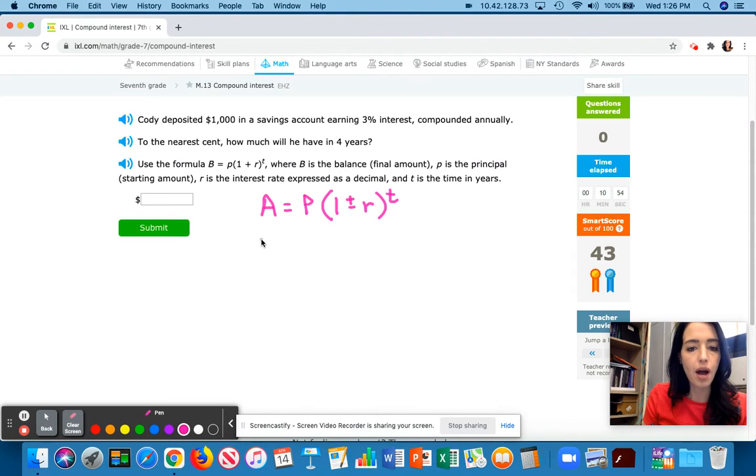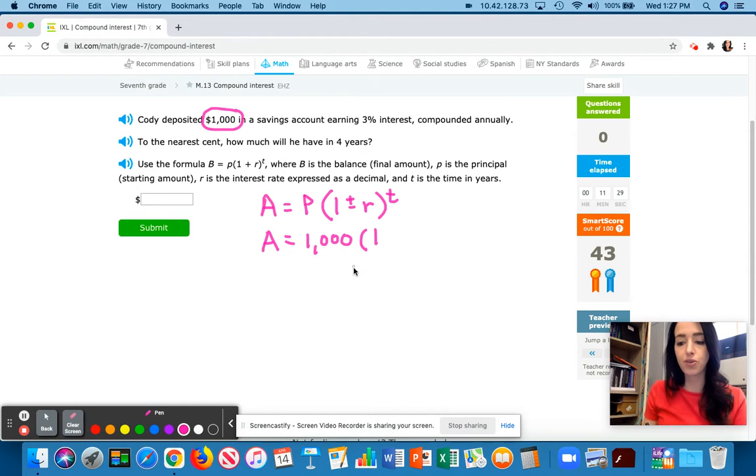All right, so our problem says Cody deposited $1,000 in a savings account, earning 3% interest compounded annually. To the nearest cent, how much will he have in 4 years? So we don't know A yet. We're trying to figure out what A is. I know that my principal amount is $1,000 because that's what Cody starts with. So I'm going to replace P with 1,000. I'm going to write my parentheses. I'm going to keep the 1 because that's part of the formula, and so it always needs to be in there.